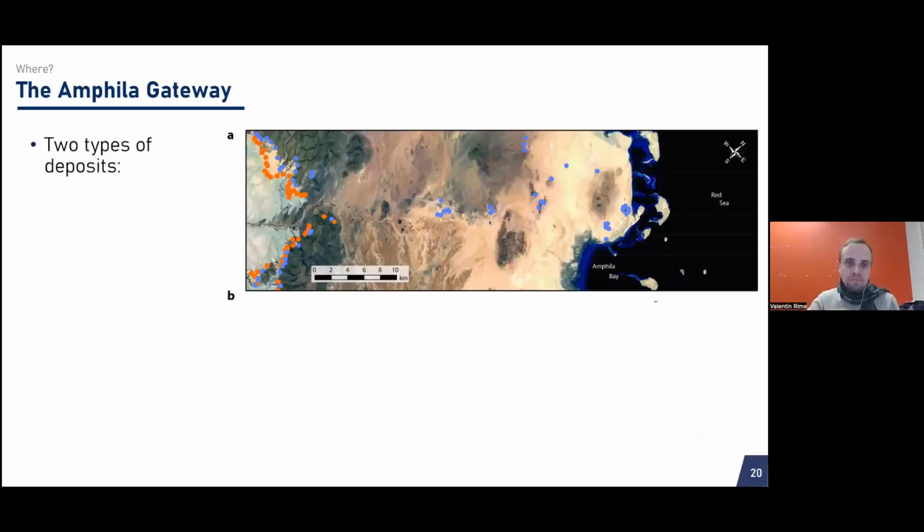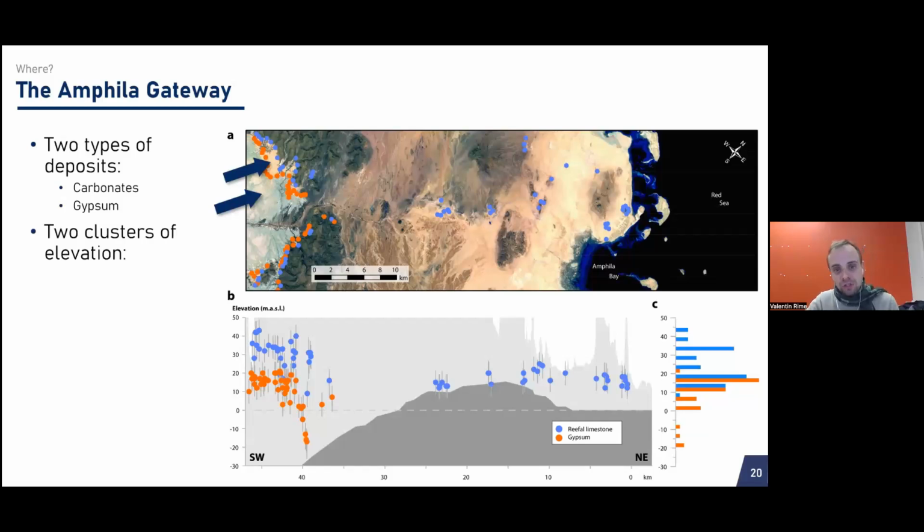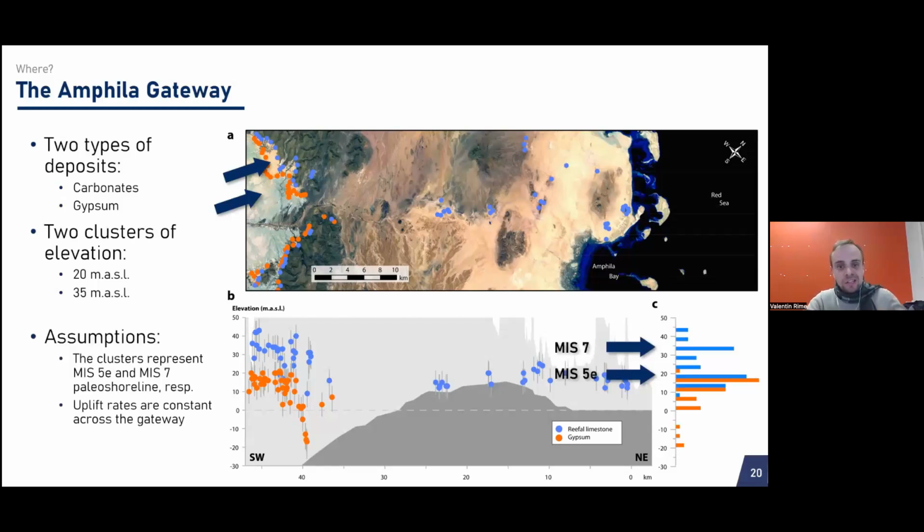So this is a multi-spectral image of the gateway, and you can see two types of deposit. In orange, these carbonates, and in bluish, this gypsum. And we know that the gypsum was not preserved after MIS7. So this gypsum, we know that it is MIS5. And if you plot the elevation of these points, you see two clusters of elevation, one at 20 meters and one at 35 meters above sea level. And so our hypothesis is that the low one, which is the only one where we find the gypsum, dates back from MIS5E, and that the upper one where we find no gypsum is from MIS7.